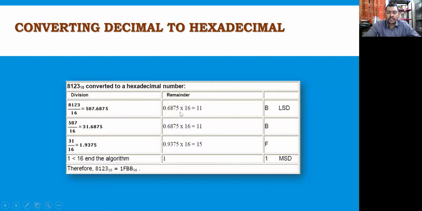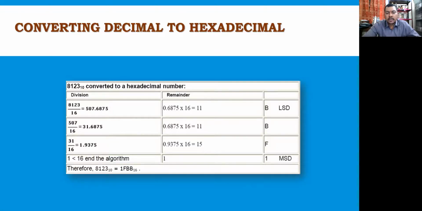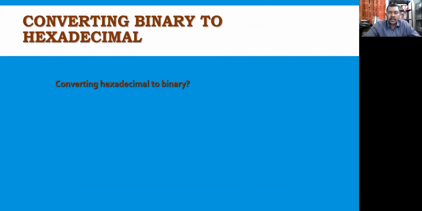So 0.6875 multiplied by 16 will give you 11, and 11 in decimal stands for B in hexadecimal. So we go on converting like this, and if it is less than 16, then we leave the last bit as it is. So the number is 1FBB, right? So 8123 in decimal can be converted to hexadecimal like 1FBB of 16. Again, we have written the radix or base as 16.